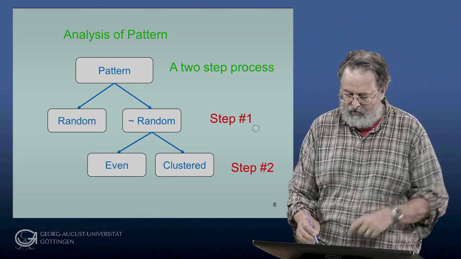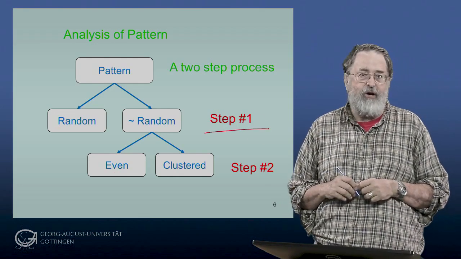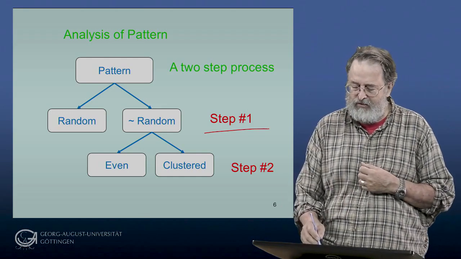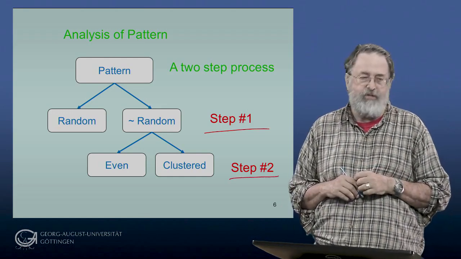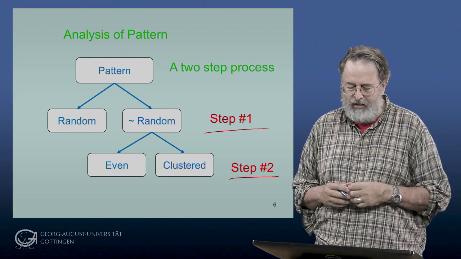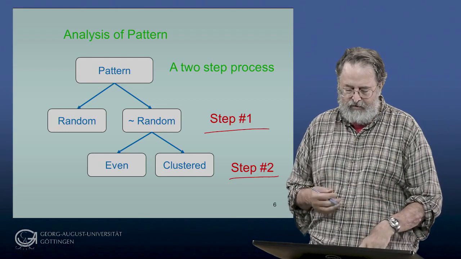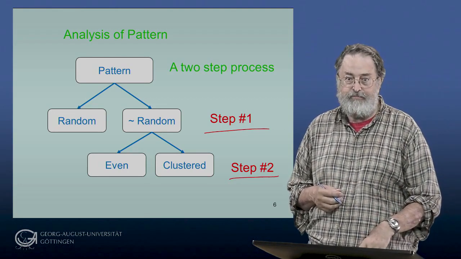So again, we can do this two-step process in our analysis. We first determine whether or not it's a random process or not. If it's not a random process, then we can assess which of the two possibilities it is in terms of even or clustered as a pattern.